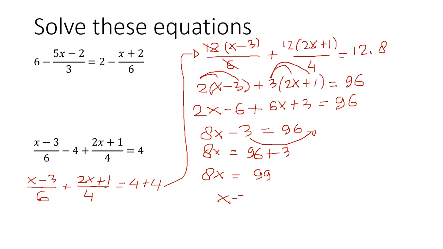x equals how much? 99 over 8. 99 over 8, how much? 8 times 12 is 96, plus 3. So this is the solution for these equations. Okay, so this x value is 12 3/8.